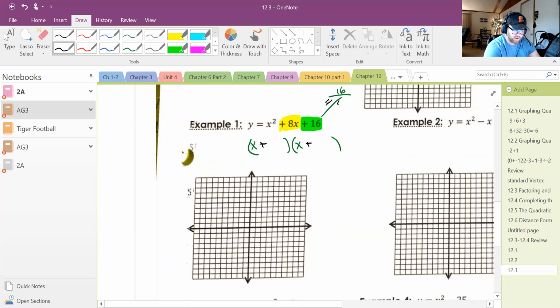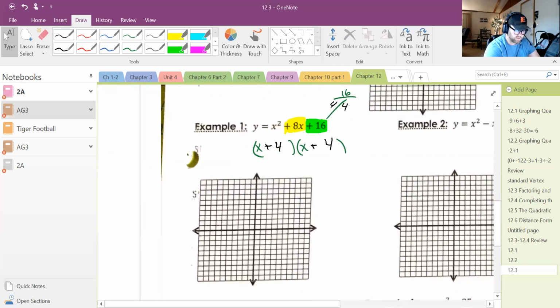Well, it's 4 and 4. Boom, boom. Okay. So now our new equation becomes x plus 4 times x plus 4. Well, you just set both those equal to 0, and you solve for x. We get x equals negative 4, and x equals negative 4. Is it necessary to write that twice? No. Okay, just once is all we need.